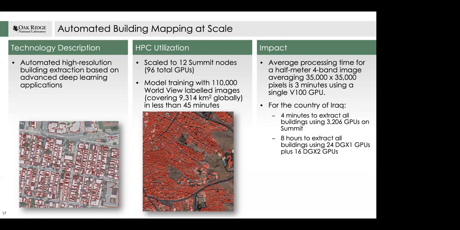Titan used to be another machine that was number 1 several years back. We ran a benchmark there where we used 5,000 GPUs on that big machine and mapped every building in Yemen in 1 hour and 41 minutes. And this was the previous generation, right? So with faster, bigger computers, this mapping becomes a very efficient and quick process.